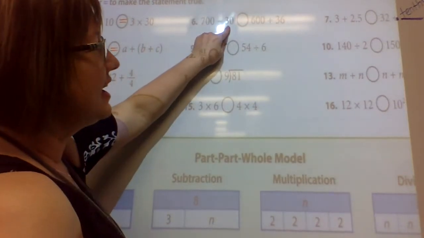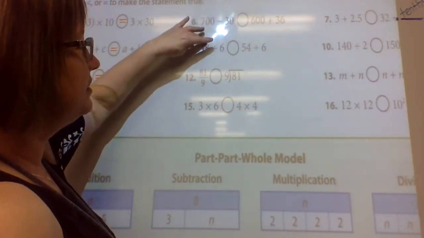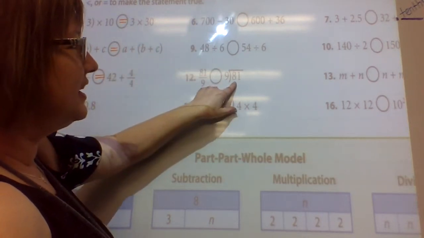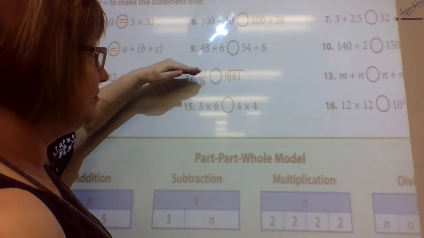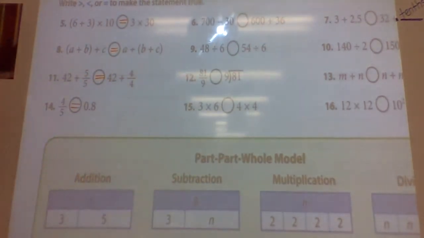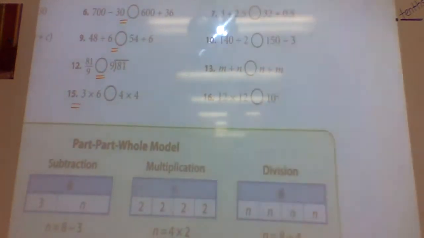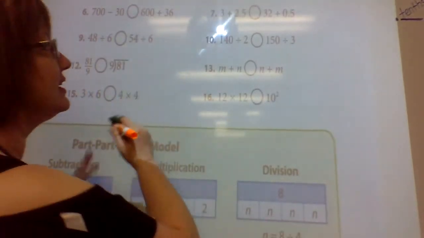Okay, and you know what? I'm going to let you do the easy ones. These are easy to do. This is still 81 divided by 9. Remember, fractions are division. Easy. Let me look at this. 7 through 16. I'm going to let you guys do the middle column. I'm going to do the outsides again.